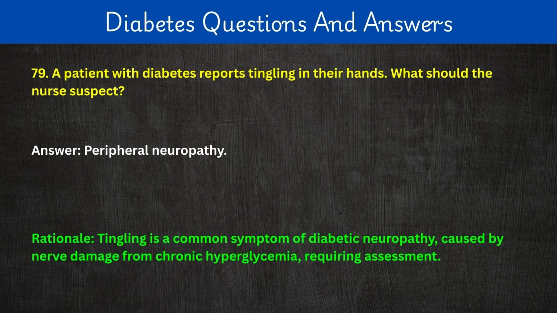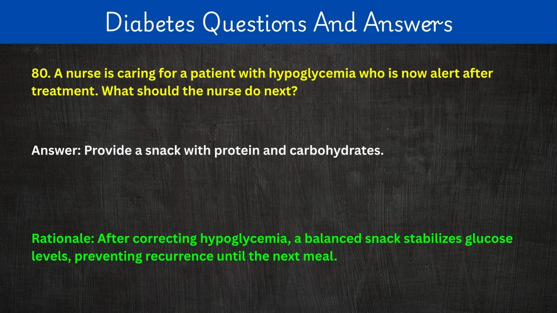79. A patient with diabetes reports tingling in their hands. What should the nurse suspect? Answer: Peripheral neuropathy. Rationale: Tingling is a common symptom of diabetic neuropathy caused by nerve damage from chronic hyperglycemia, requiring assessment.